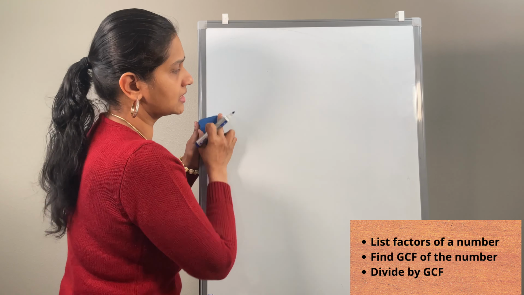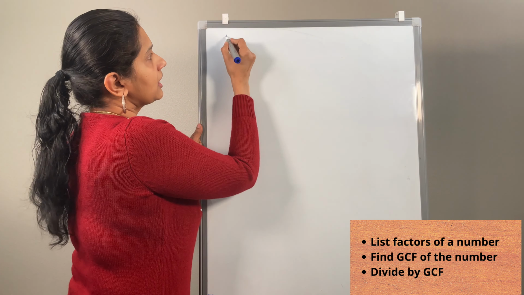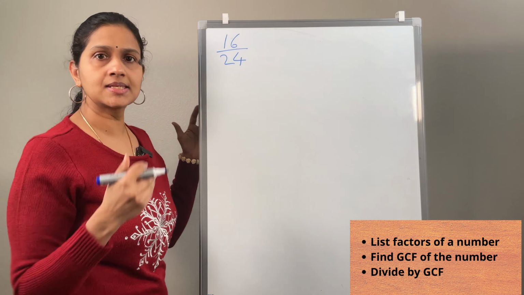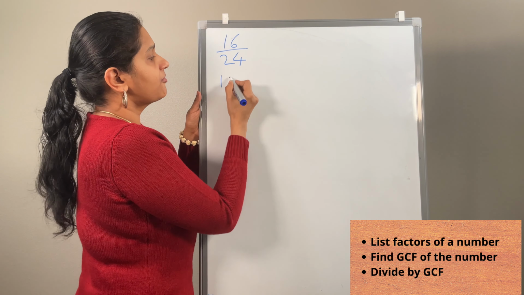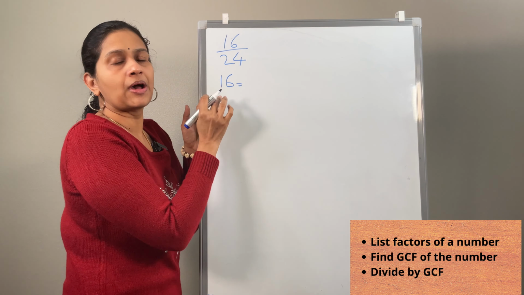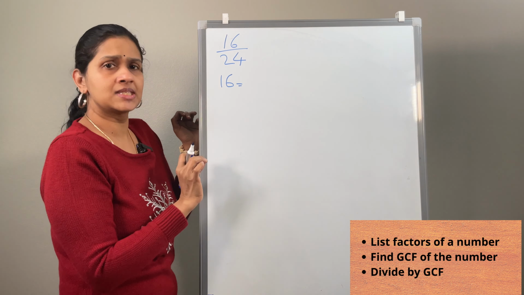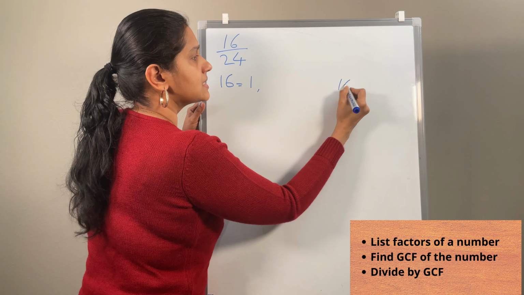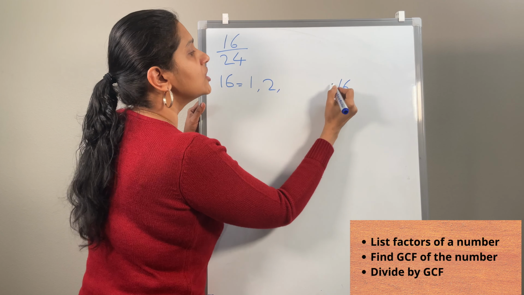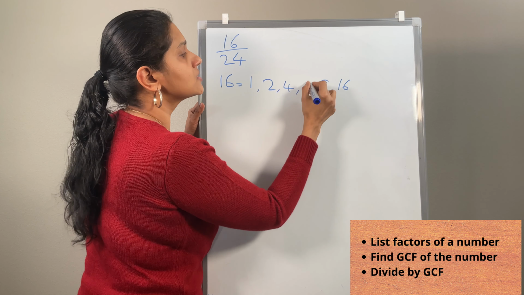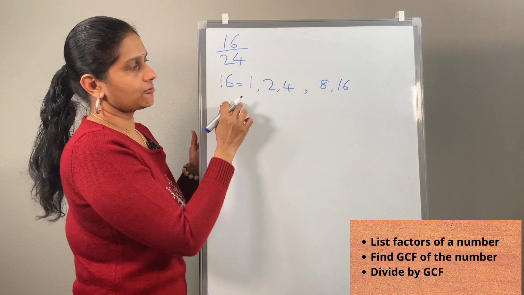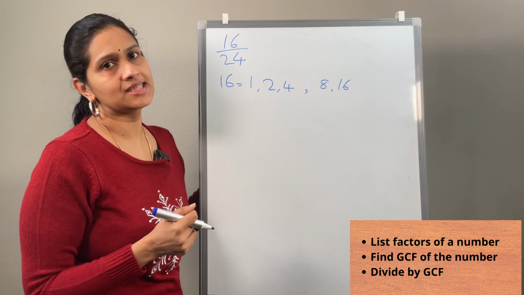Now let us consider the second number. Something like 16 by 24. Let us see it rule by rule. First, list the factors of 16 and 24. Factors of 16: 1, 16. 2, it's going to be 8. 4, it's going to be the same, 4 times 4, so you have to write just 4. So the factors are 1, 2, 4, 8 and 16.